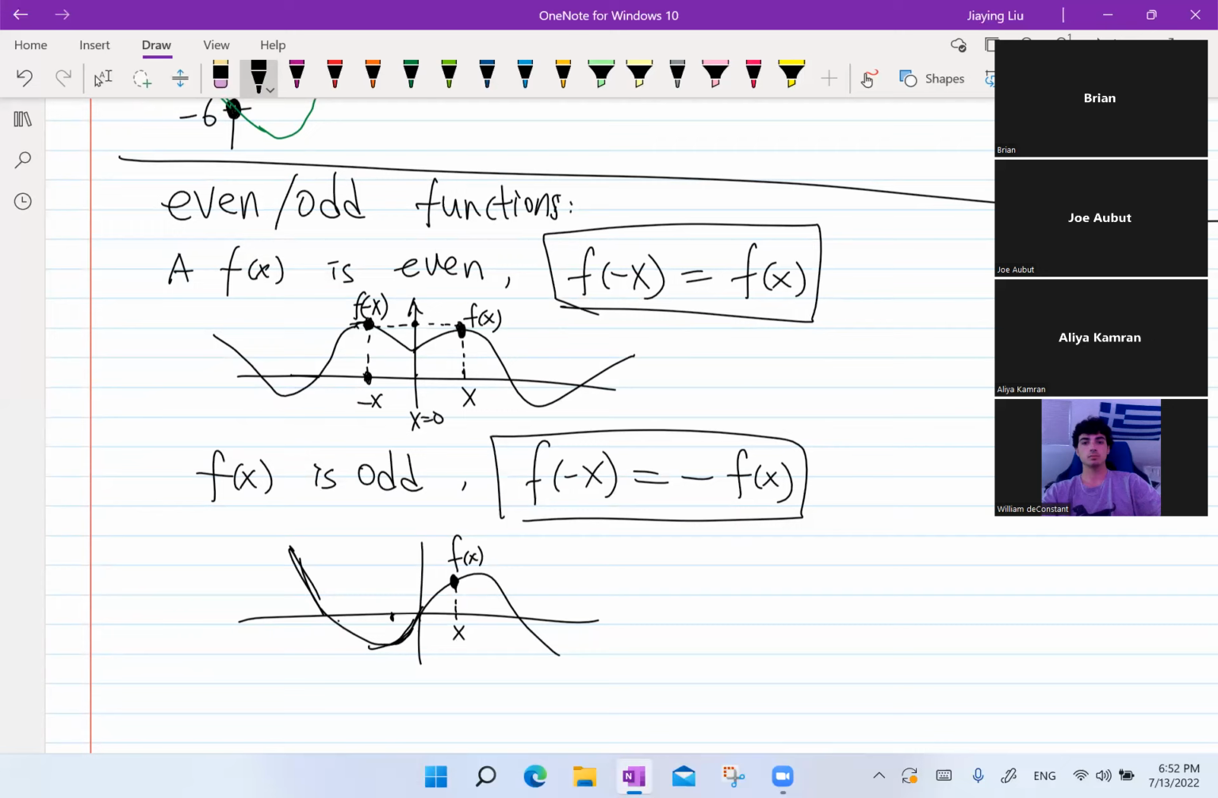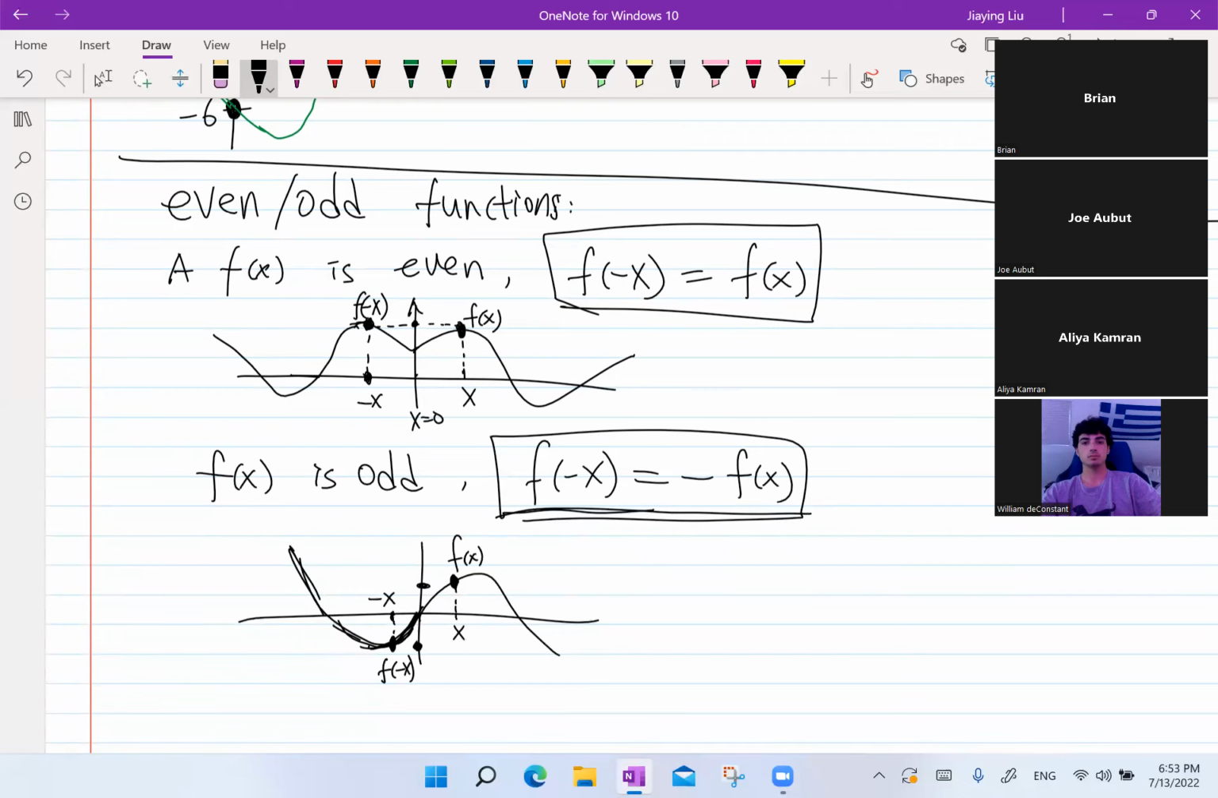I'm not drawing it correctly, I think. But anyway, you get the clue. So if this is my negative x, this will be my f of negative x. As you can see, if the graph is perfectly symmetric over the origin, then f of negative x has a negative value, but it has the same magnitude as f of x, just on the opposite side of the y-axis. So that's why we have f of negative x equals negative f of x.